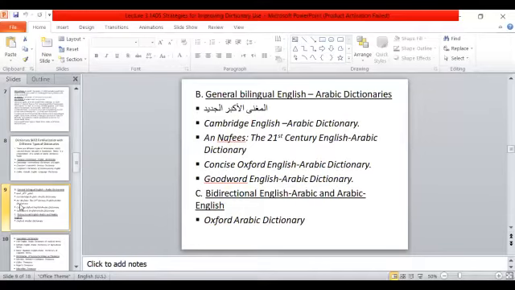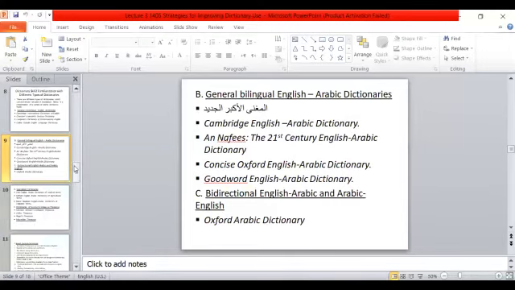The third type of dictionary is bi-directional English-Arabic and Arabic-English. The word bi-directional means that there are two dictionaries in one. There is an English-Arabic dictionary followed by an Arabic-English dictionary. We find Oxford Arabic Dictionary is an illustration.